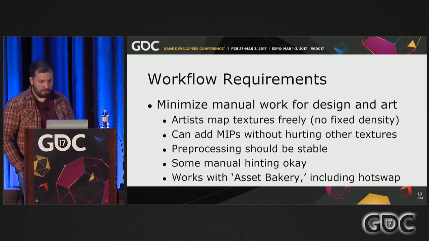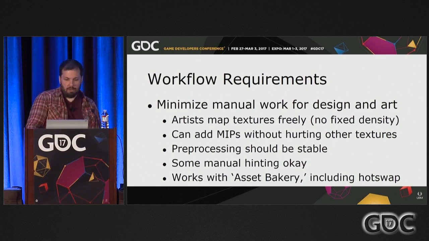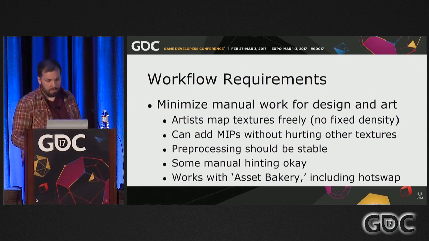If we did pre-processing, we wanted it to be stable. We didn't want the case where if you recompile a map, it would break everything and make everything blurry and look bad for a while. So they should be able to do pre-processing like weekly or with some latency on a separate machine. And we were okay with some manual hinting if necessary, though that turned out it wasn't really necessary. And it all needed to work with our asset pipeline, which includes the ability to do hot swap.